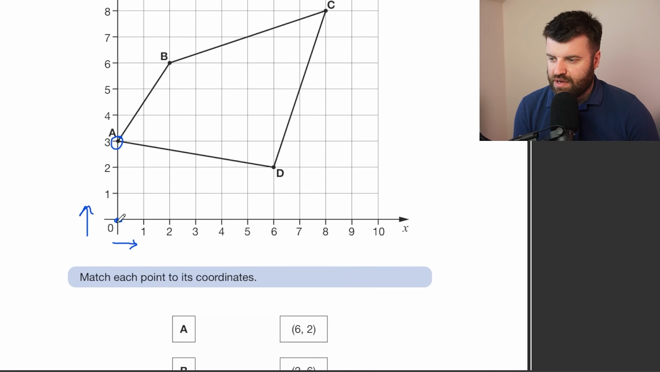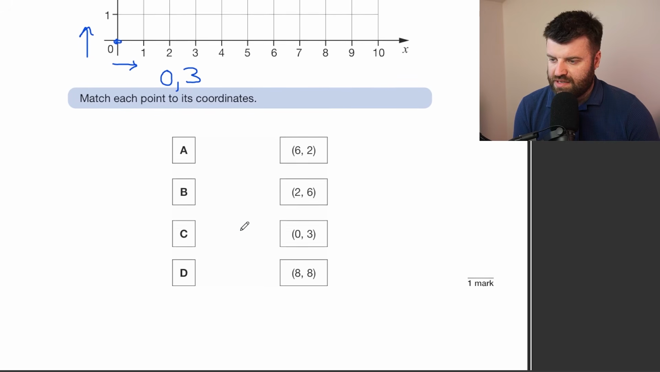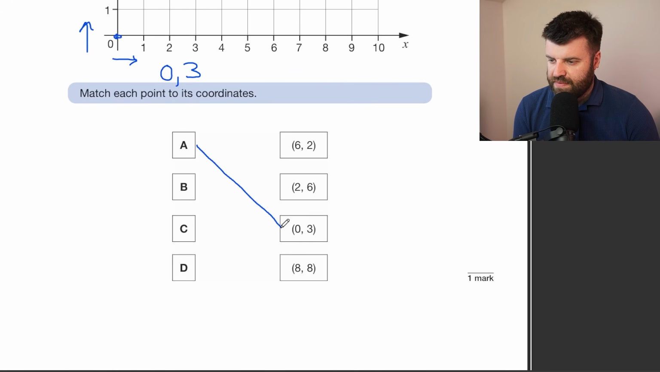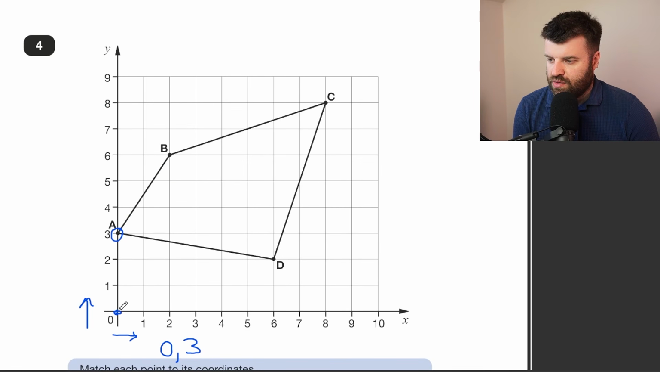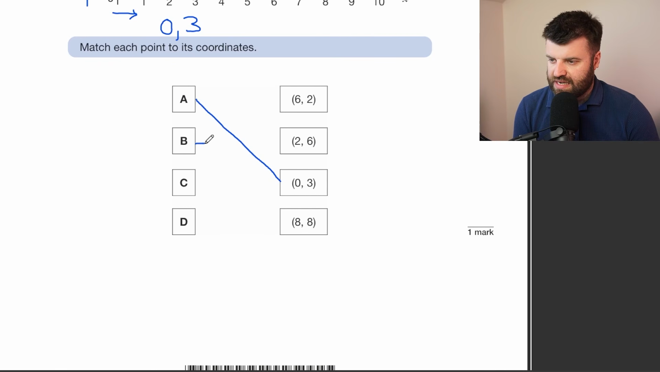Well, actually, we don't go along at all. So it's 0 for the first coordinate of the x-axis, and then we go up 3 to A. So I'm going to match up A with 0, 3. Now let's try B. Starting at 0, 0, we go along 2. And then how far up do we go? 1, 2, 3, 4, 5, 6. So B is 2, 6. Going to match that up nicely.